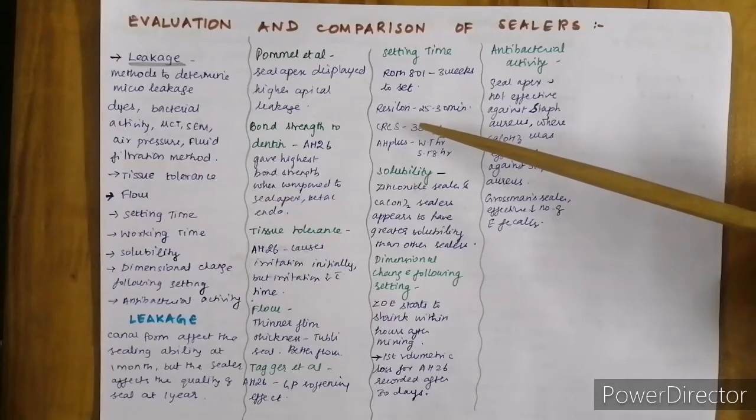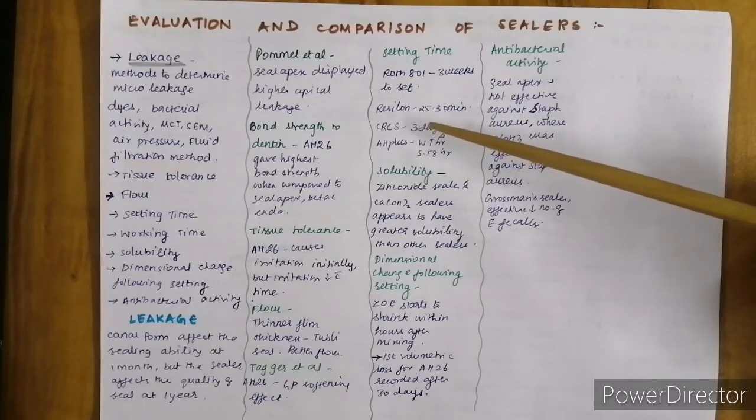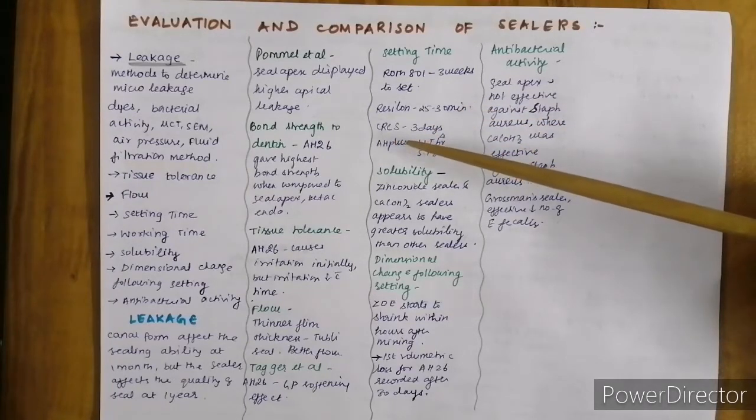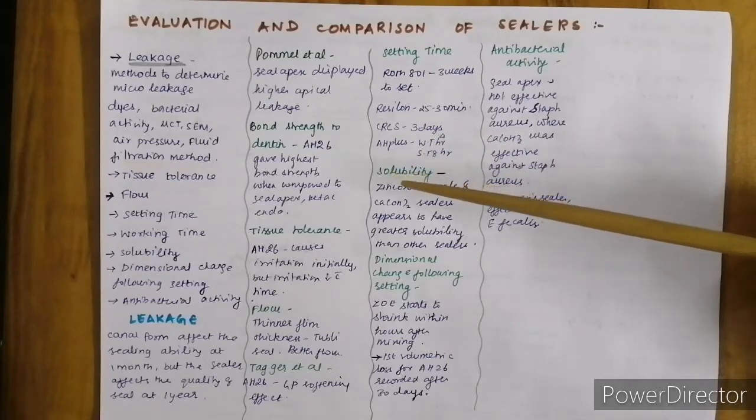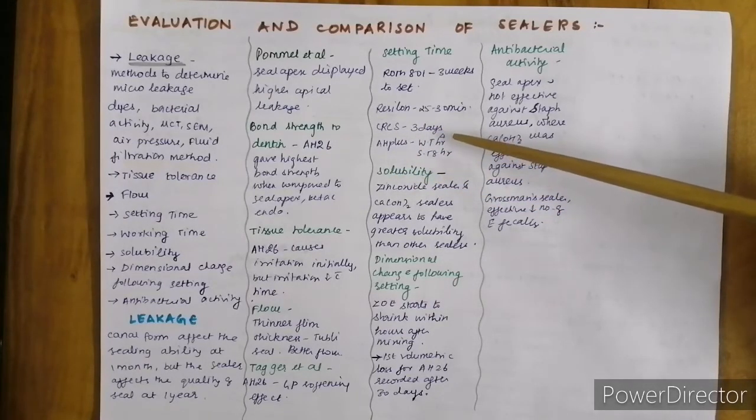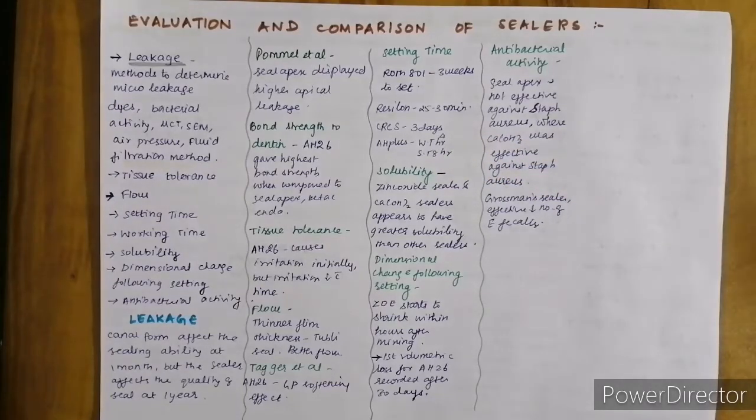Setting time. Roth sealer sets in 3 weeks. Resilon is a self-curing sealer that sets in 25 to 30 minutes. CRCS is a calcium hydroxide based sealer that sets in 3 days, and AH Plus sealer has a working time of 4 hours and setting time of 8 hours. Solubility: it is easy to tell that zinc oxide sealer and calcium hydroxide sealer appear to have greater solubility than others. Dimensional change: zinc oxide eugenol starts shrinkage within hours of mixing. For AH26, the first volumetric loss was recorded after 30 days.